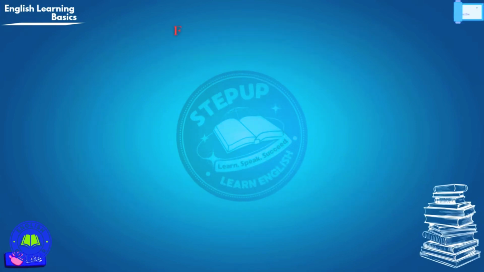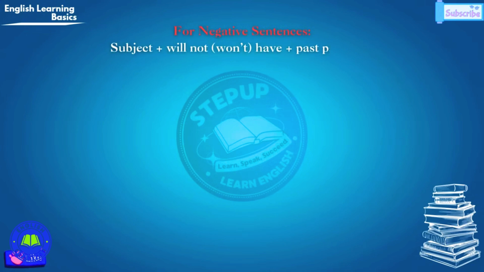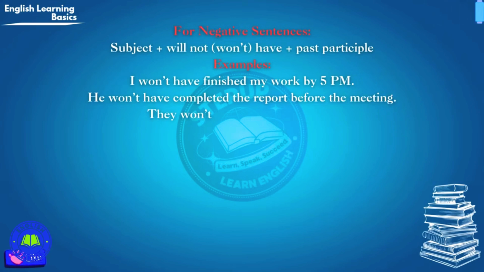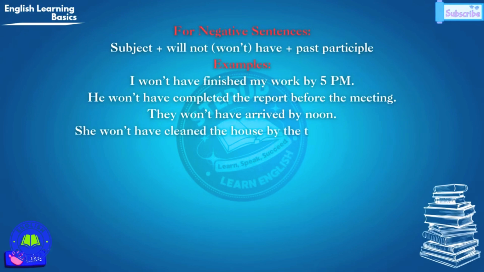For negative sentences: subject plus will not, won't have plus past participle. Examples: I won't have finished my work by 5 p.m. He won't have completed the report before the meeting. They won't have arrived by noon. She won't have cleaned the house by the time you get home.